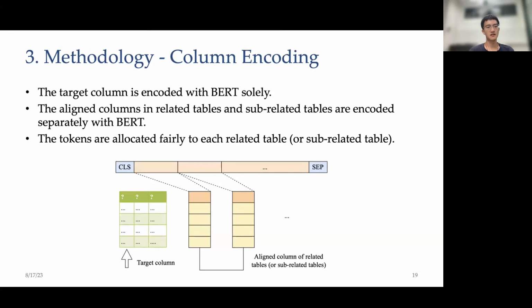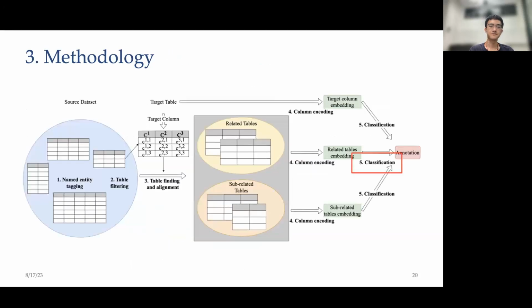For example, if the target column has 4 aligned columns in the related tables found, we allocate 512 divided by 4, which is 128 tokens to each aligned column during the encoding of related table context. The encoding of subrelated tables is similar to that of related tables. As a result, we obtain 3 embeddings, which are the embedding of the target column itself, the embedding of the related tables context, and the embedding of the subrelated tables context to annotate one single target column.